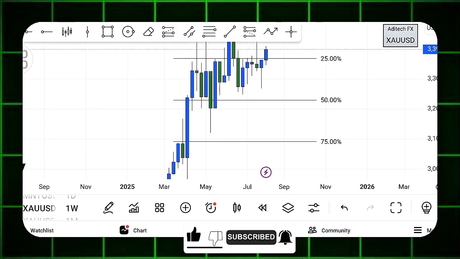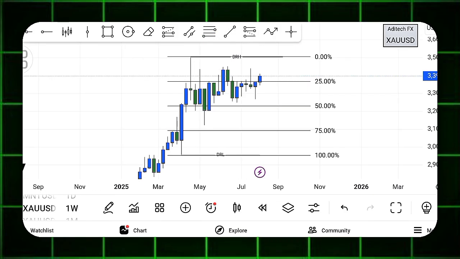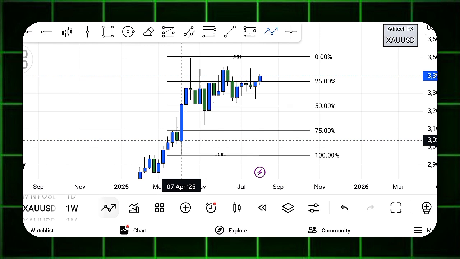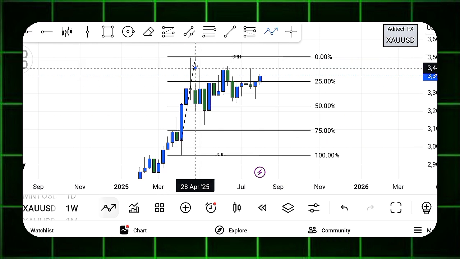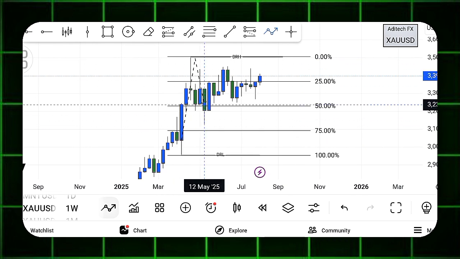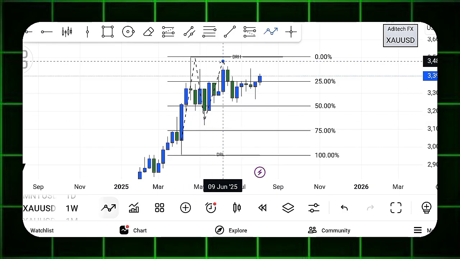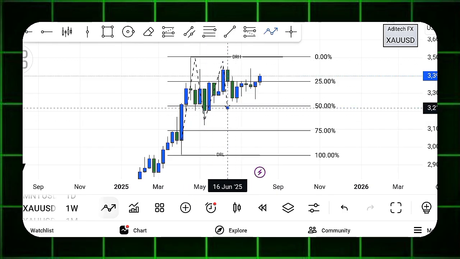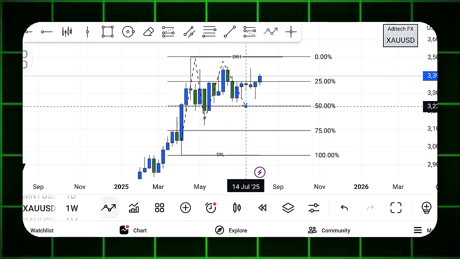Now we can basically see that price broke this 50 DRT level, came and retested it, and there was a rejection right from this 50 DRT level. Price again broke this 25 DRT level and came to react from this zone.